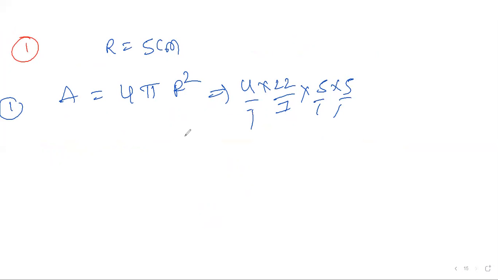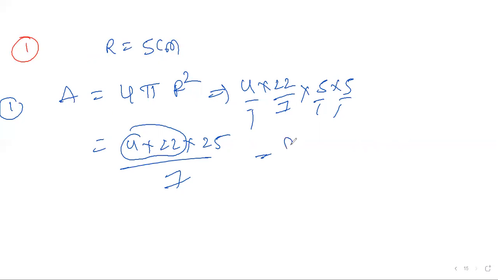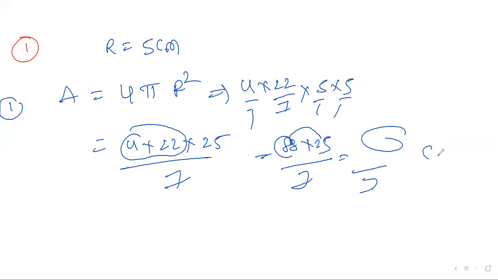Okay, now let us see what he has to do. 4 into 22 into 5 into 5, which is 25, by 7. Please multiply 4 into 22, it is 88. 88 into 25 by 7. After you multiply 88 by 25, then you can divide, and you'll get an answer. The answer is in centimeter square. Now area is clear. What is the next one?